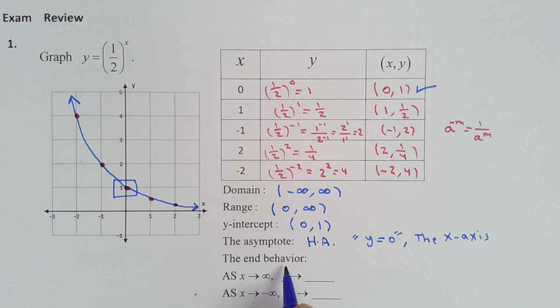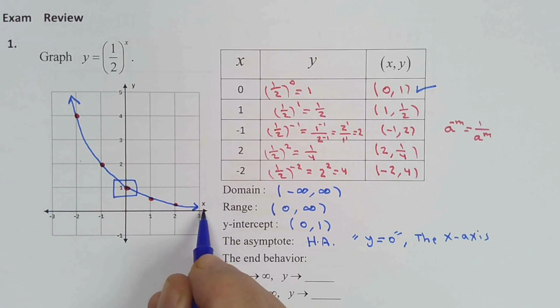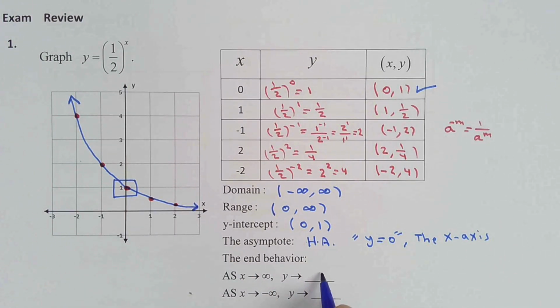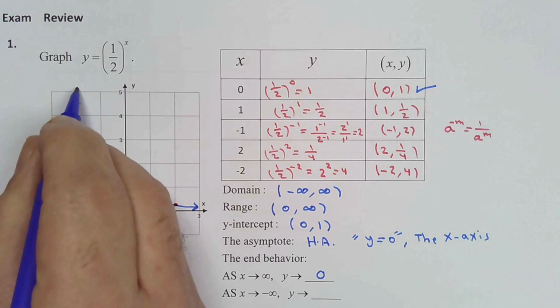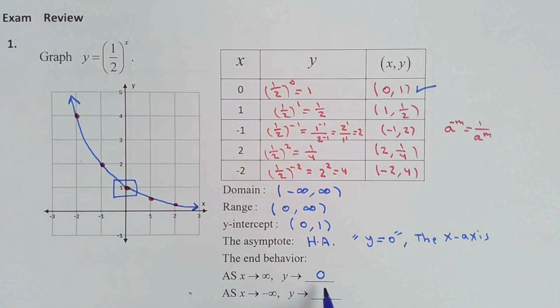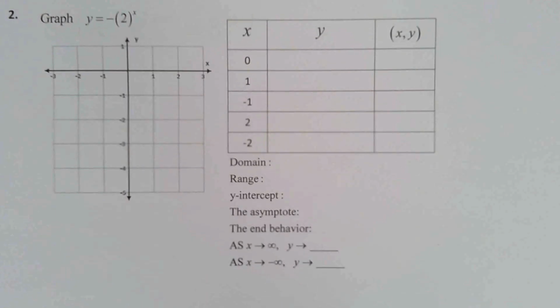The end behavior. As x goes all the way to the right, the graph goes down to the x-axis, so y approaches 0. As x approaches negative infinity, going all the way to the left, the graph will take you all the way up. We say positive infinity. Done with the first problem.